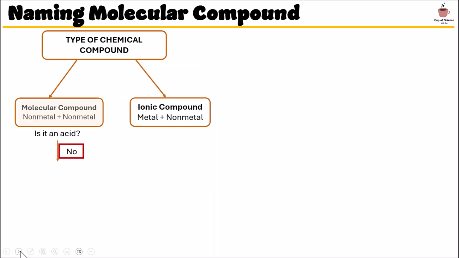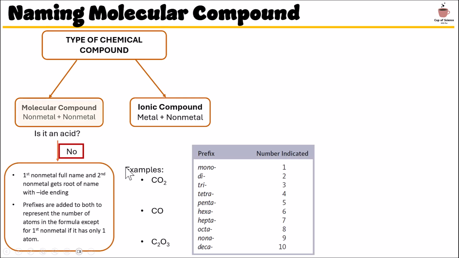So if it is not an acid, then what rules should it follow? In order to best talk about how to name the molecular compound, I will go ahead and show you some examples, like this CO2. On the left-hand side, this shows you the rules of how to write a molecular compound. So let's read off the first one. The first nonmetal gets its full name. So this carbon is just named as it is, carbon. So let's write that.